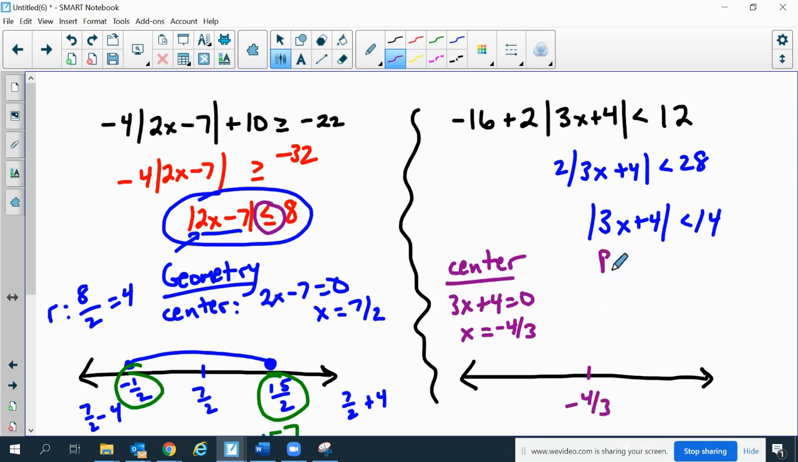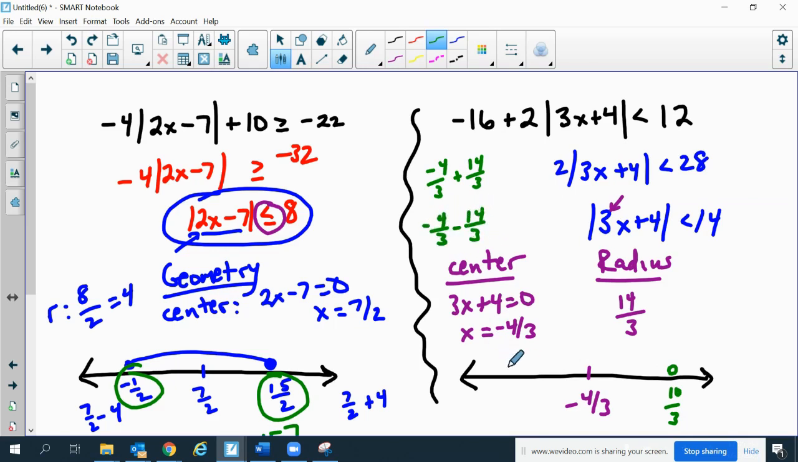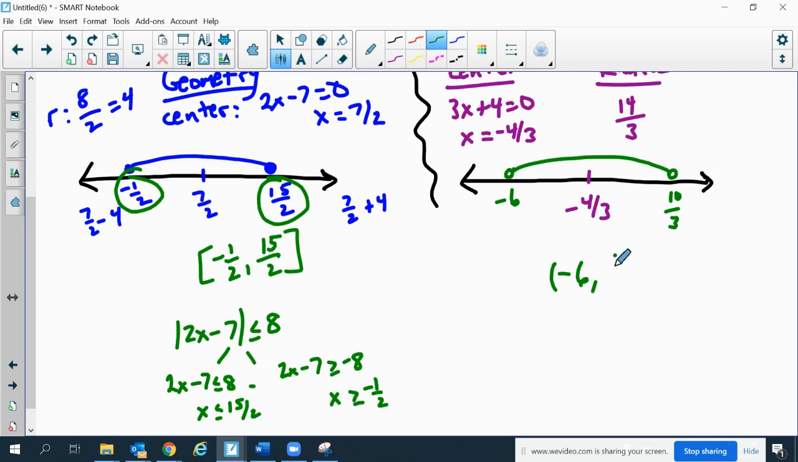And then my radius is taking 14 and dividing it by the number that's multiplied by the x, which is 3. So now I can take negative 4/3, add 14 thirds. That gets me the number over here, which is going to be 10 thirds. I can take negative 4 thirds and subtract 14 thirds, which gives me negative 18 thirds, or negative 6. And then it's once again on the inside since the distance is less than. So my final answer would be negative 6, 10 thirds in interval notation.